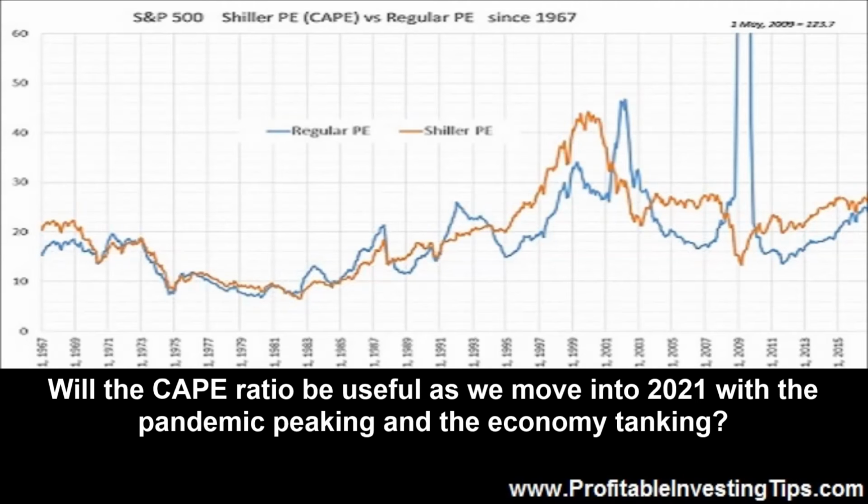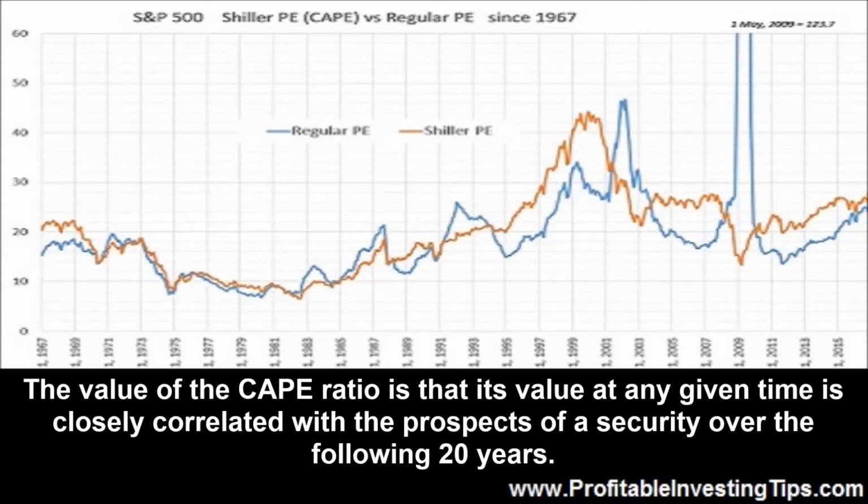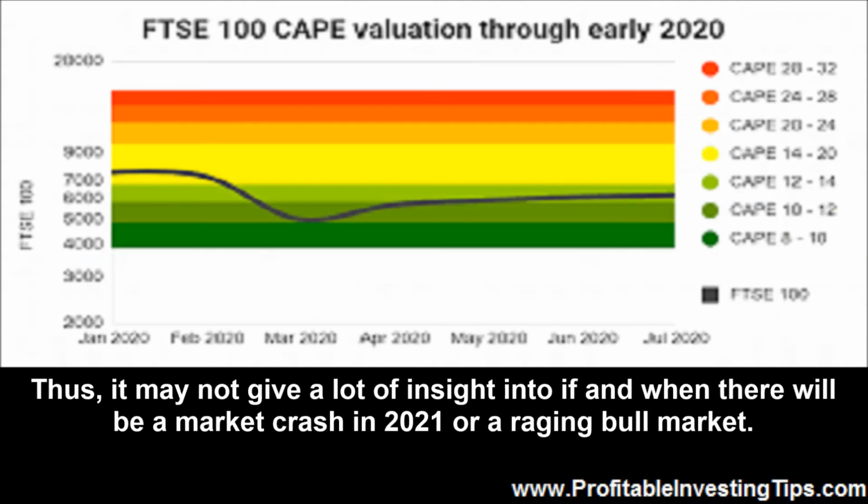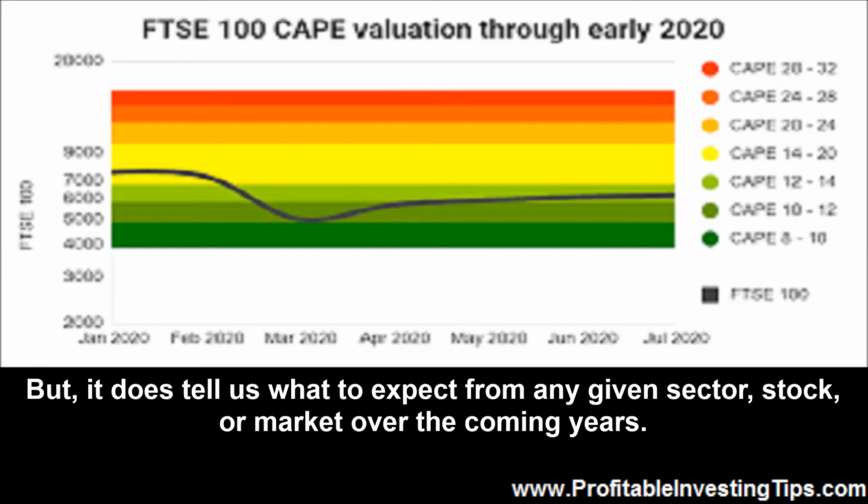CAPE ratio 2021. Will the CAPE ratio be useful as we move into 2021 with the pandemic peaking and the economy tanking? The value of the CAPE ratio is that its value at any given time is closely correlated with the prospects of a security over the following 20 years. Thus, it may not give a lot of insight into if and when there will be a market crash in 2021 or a raging bull market. But it does tell us what to expect from any given sector, stock, or market over the coming years.